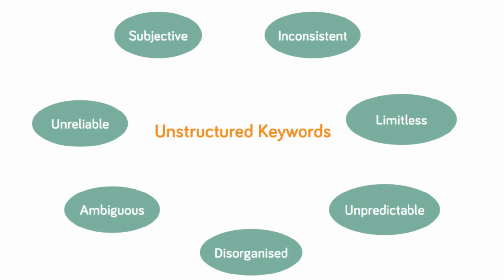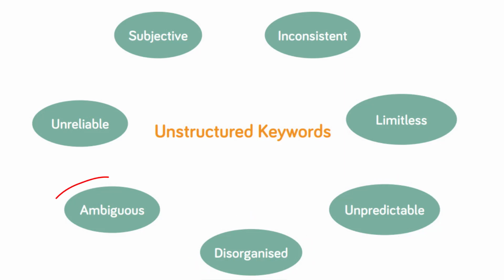It's a very common starting point for businesses, but what we try and do is help them think about some of the problems associated with unstructured keywords and what the impact can be to the business and the users. So they often tend to be inconsistent. They can be limitless. They can go on and on because people don't know when to stop keywording. They can be quite unpredictable in terms of the search results that this yields.